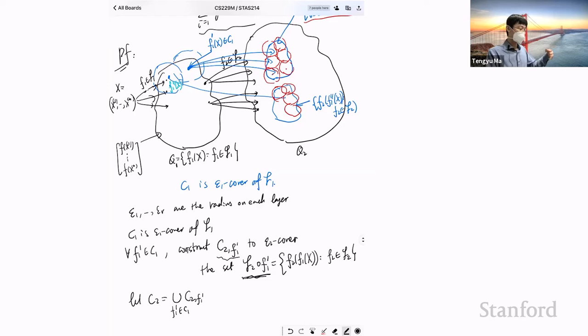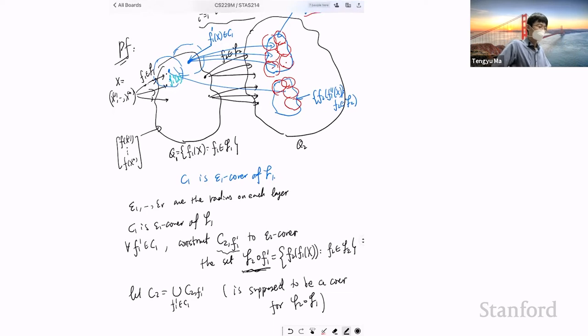So this is how I construct the cover for the second layer. This is supposed to be a cover for capital F2 composed with capital F1. Okay, any questions so far? There are several questions, right? One question is how good this cover is, right? That's one thing. And the other thing is how large this cover is.